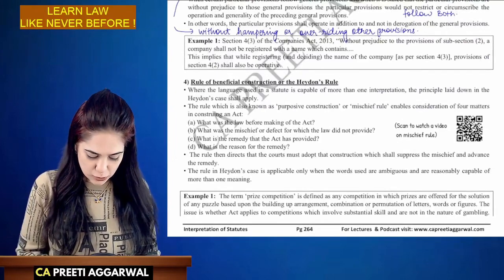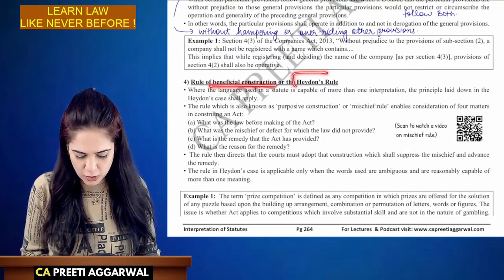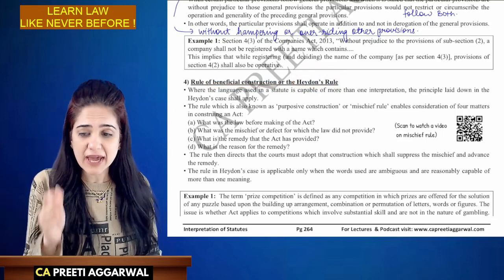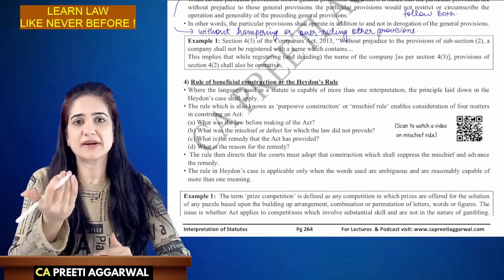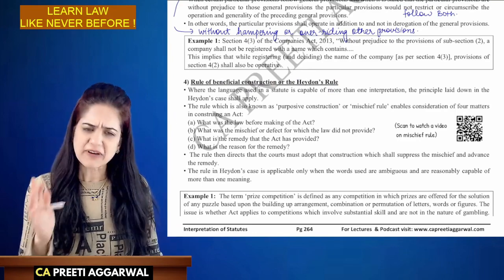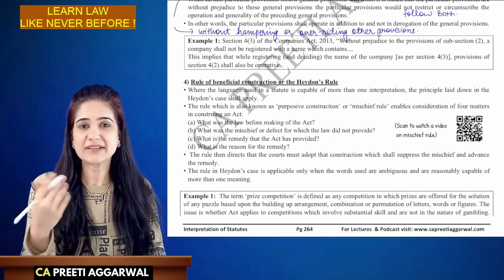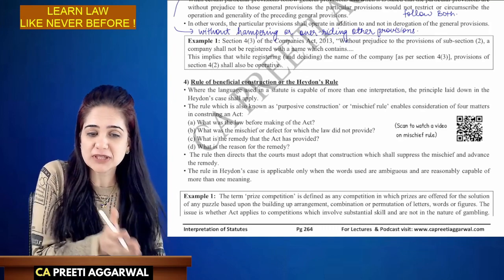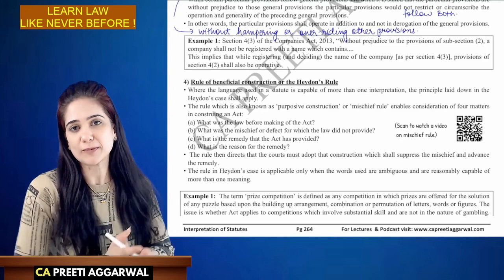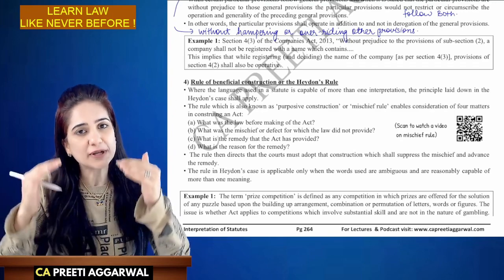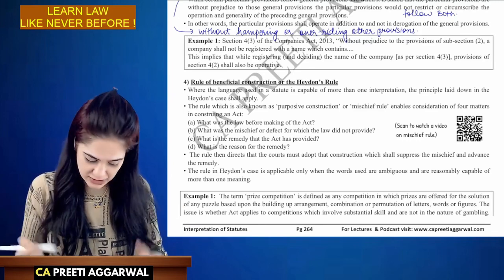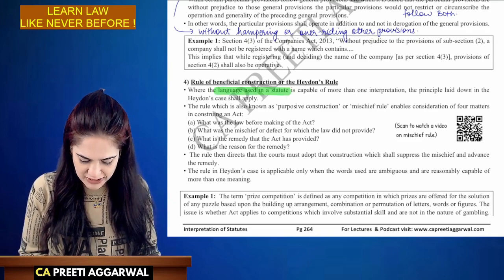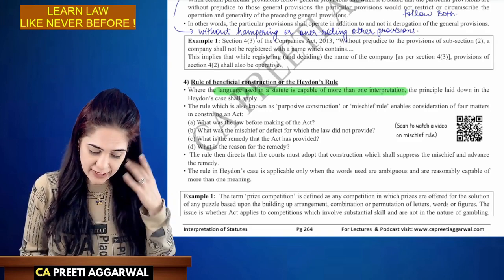Then we have the rule of beneficial construction or the Heydon's rule. This rule is basically enacted with the aim of reducing mischief and advancing remedy. See, why are acts amended? Because we know that there was some mischief which was giving advantage to just one party. So through an amendment, we are trying to reduce that mischief and give remedy. When the language is capable of more than one interpretation, then Heydon's rule will apply.